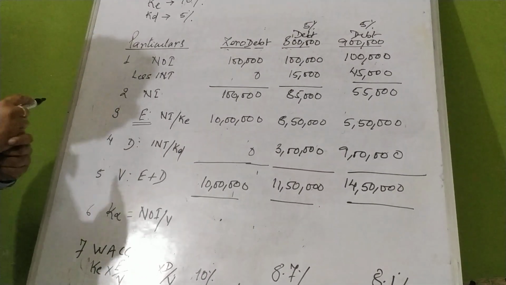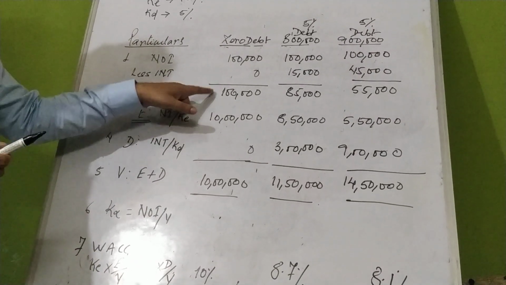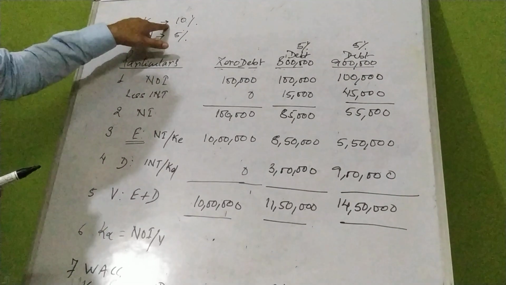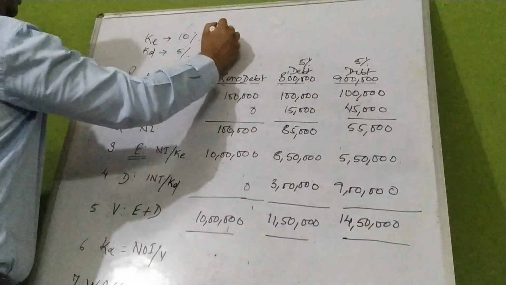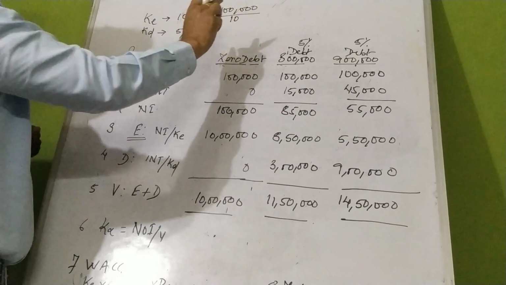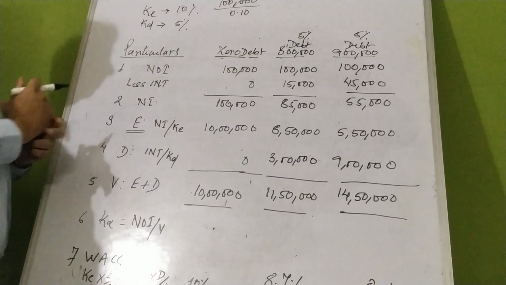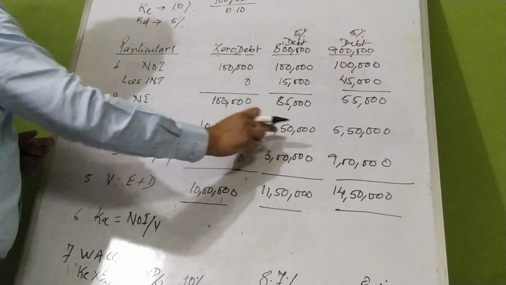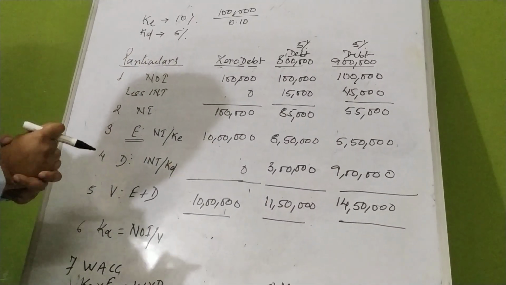E stands for the value of equity, which I told you earlier in the previous formula. So value of equity is NI divided by cost of equity. We know cost of equity is 10%. Now when you divide NI by K, you do not divide it like 1 lakh divided by 10%. No, not like that. The 10% must be written in fraction like 0.10. So when you divide it, you will get 10 lakhs. In the other case, it is 8 lakhs 50,000, and in the last case, it is 5 lakhs 50,000.